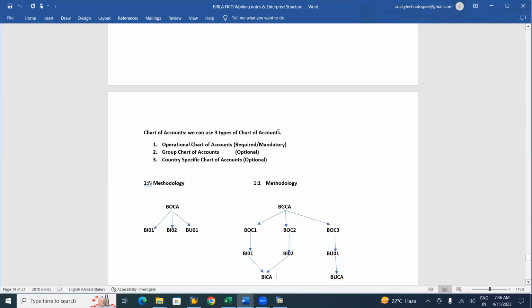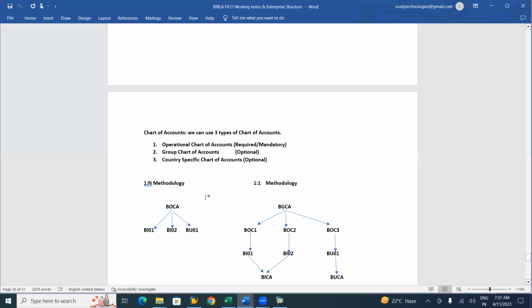And we discussed what we mean by an operational chart of accounts, a group chart of accounts, and a country specific chart of accounts, right? Out of the three, the operational chart of accounts is mandatory, and the group chart of accounts and country specific chart of accounts are optional. As per the requirement, we will create them. And we discussed that for chart of accounts, we can have a 1:n methodology, and one more method called 1:1 methodology.